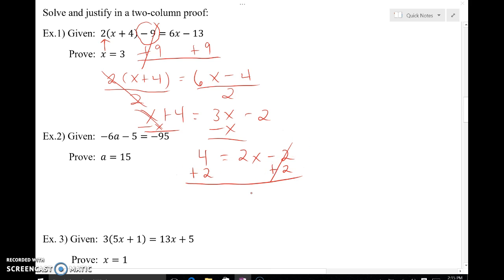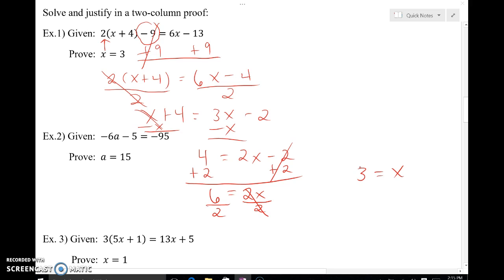Those things cancel out as they go to 0. 2x is equal to 4 plus 2 is 6. Now my last step is to get rid of the multiplication that's taking place here. So how do I get rid of multiplication? I divide. So I'm going to divide both sides by the same thing, 2. 2 divided by 2 is 1, so 1 times x is just x. And 6 divided by 2 is 3.